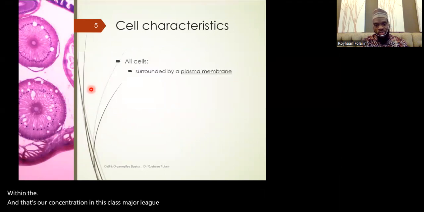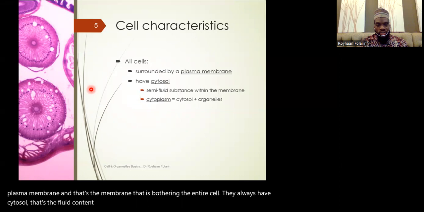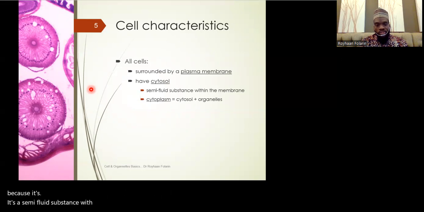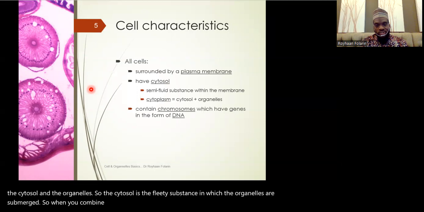All cells generally are surrounded by a plasma membrane, the membrane that is bordering the entire cell. They always have a cytosol, the fluidy content in which all of the organelles are submerged. We call it cytosol because it's a semi-fluid substance within the membrane. So when you combine the cytosol with the organelles, that can be referred to as the cytoplasm.